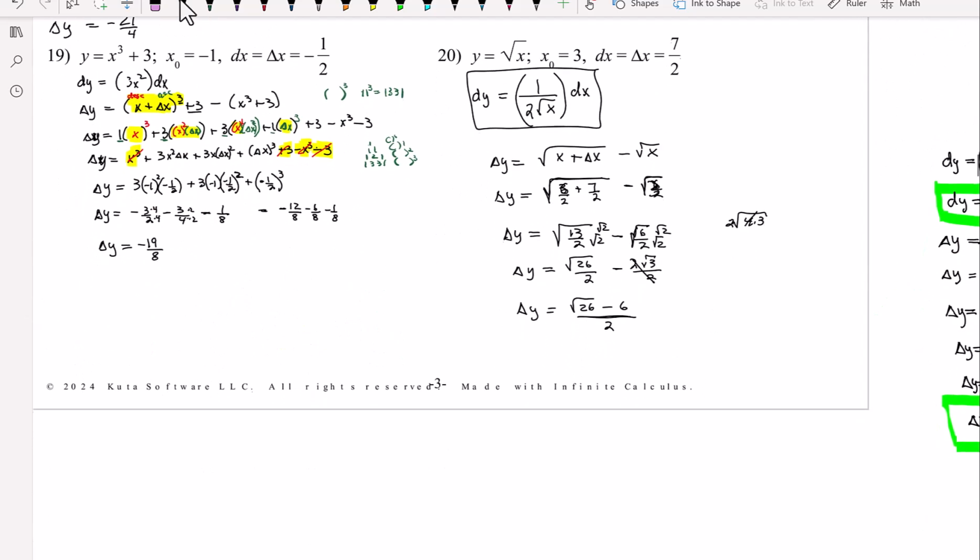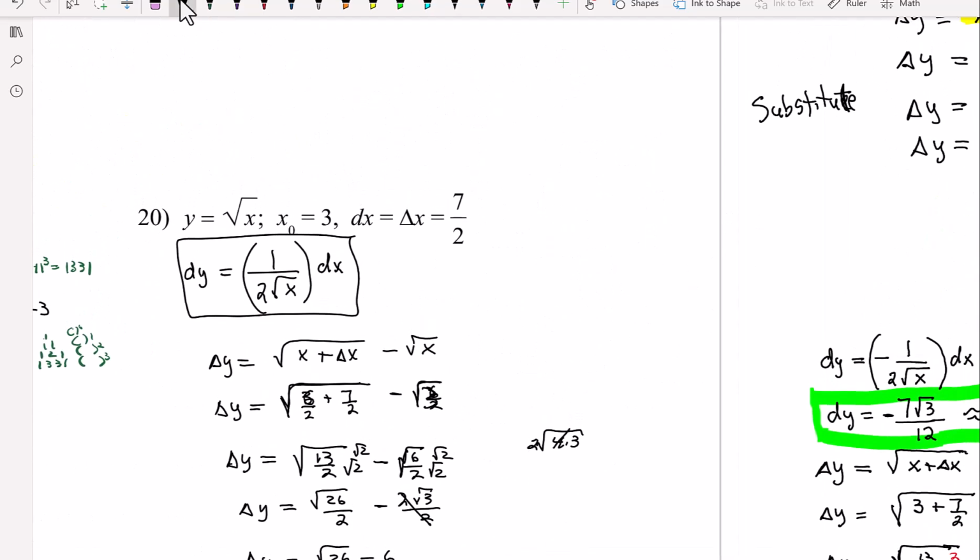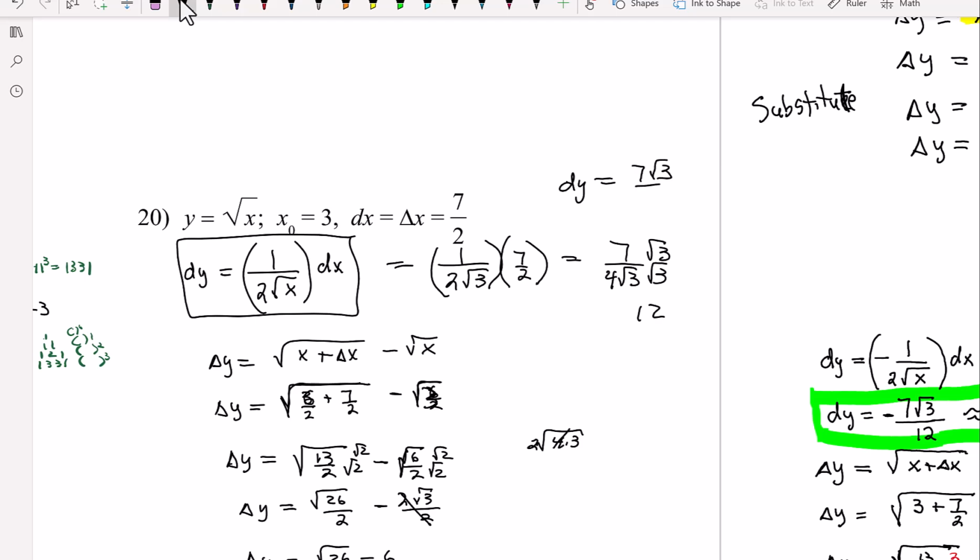Okay, so then we also come back up here and we put in x and dx. So this becomes 1 over 2 times the square root of 3 times 7/2, which is 7 over 4 root 3, multiply top and bottom by root 3. So dy, 3 times 3, that's 3, that's going to be 12 down here, is 7 root 3 over 12.